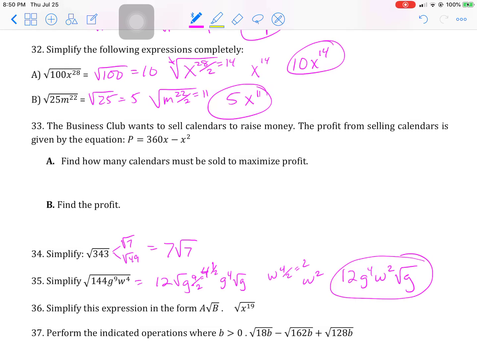Let me do this one. I don't want to skip it. What did I just say about doing things out of order? Let's see. Business club wants to sell calendars to raise money.